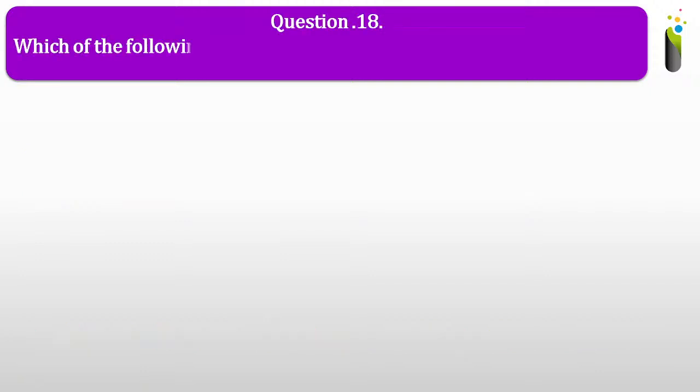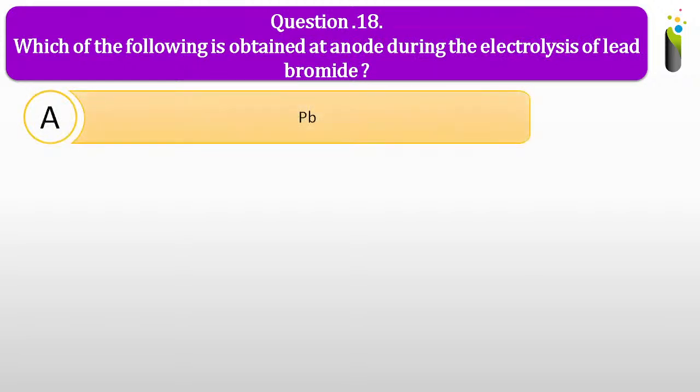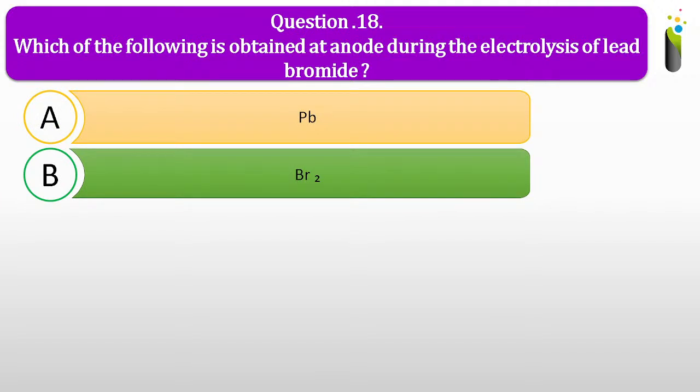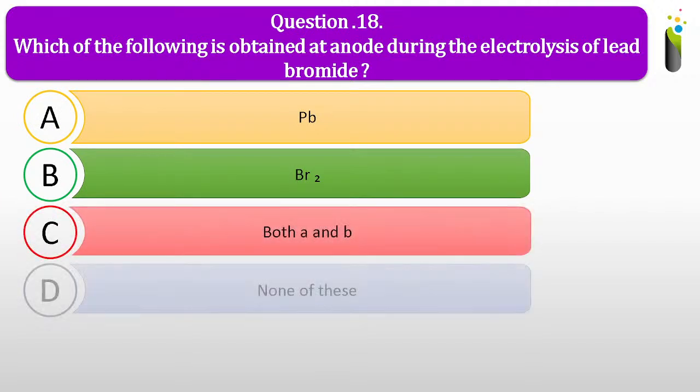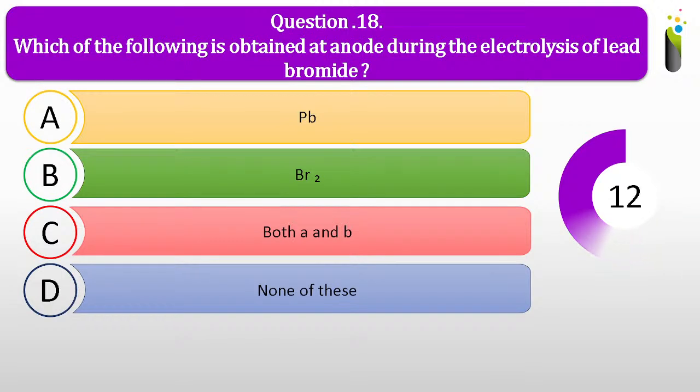Question number 18. Which of the following is obtained at anode during the electrolysis of lead bromide? A. Pb, B. Br2, C. Both A and B, D. None of these. So answer me for question number 18. Which of this is obtained at anode during the electrolysis of lead bromide?